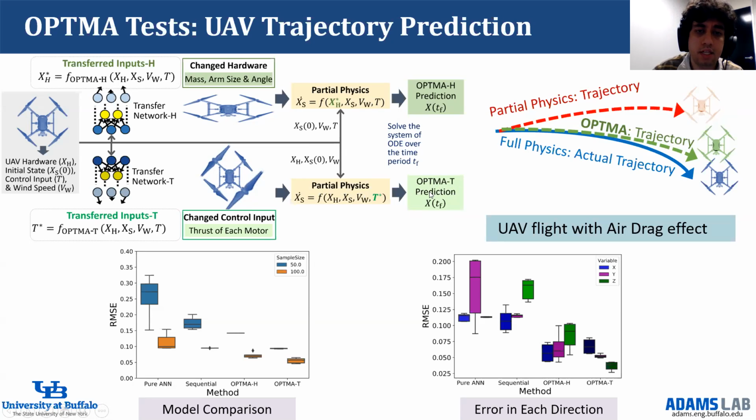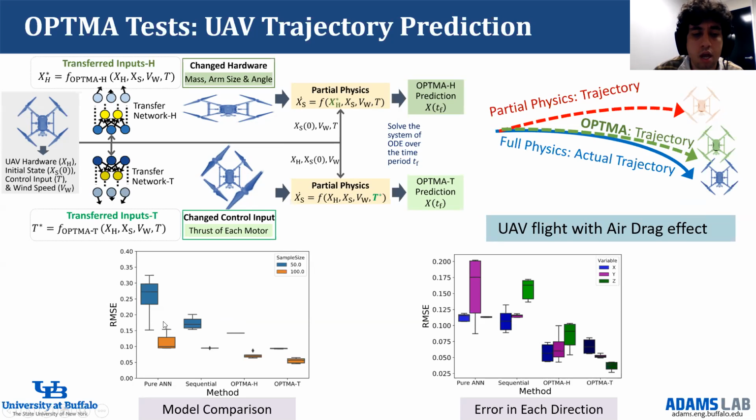Our hypothesis here is that Optima T should perform better because there's a clear correlation between the thrust of the motor and the effect of the wind, because the wind is going to generate air drag, and air drag is going to affect the forces and acceleration, which is easier to model using just the thrust of the motor. And the results also prove that.